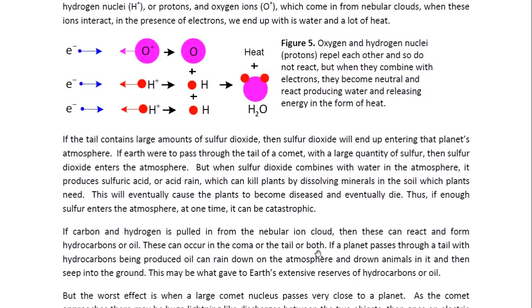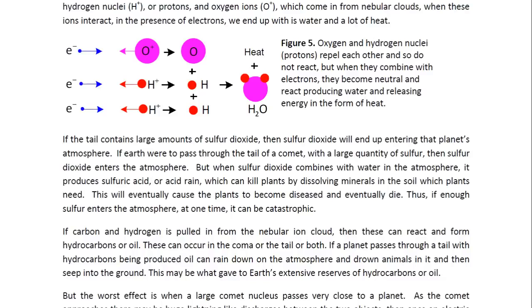Now, if the tail contains large amounts of sulfur dioxide, then the sulfur dioxide may end up entering a planet's atmosphere if it goes through the tail. So if the Earth were to pass through the tail of a comet with a lot of sulfur dioxide, then the sulfur dioxide would enter the atmosphere. But sulfur dioxide combines with water in the atmosphere to form sulfuric acid, or acid rain. And this can be detrimental for plants because it dissolves minerals in the soil which plants need. And this would eventually cause plants to become diseased and eventually die.